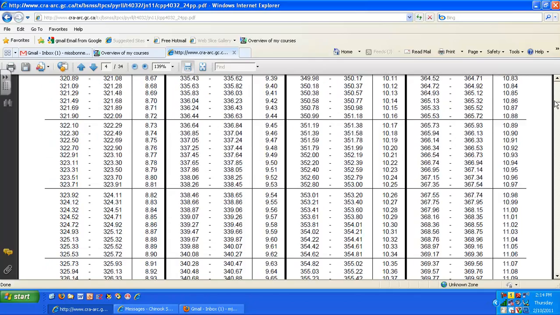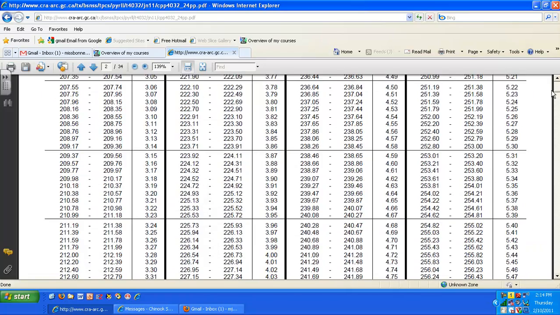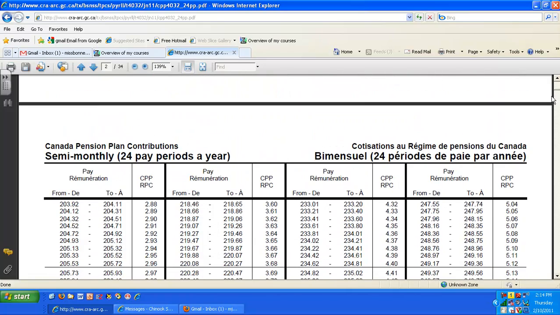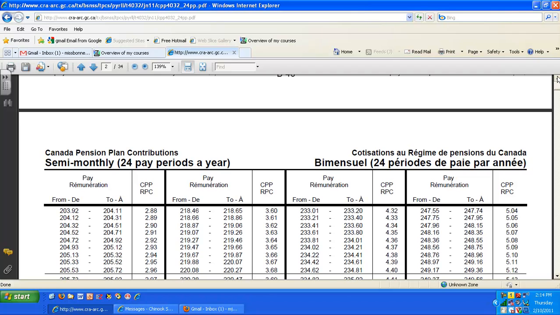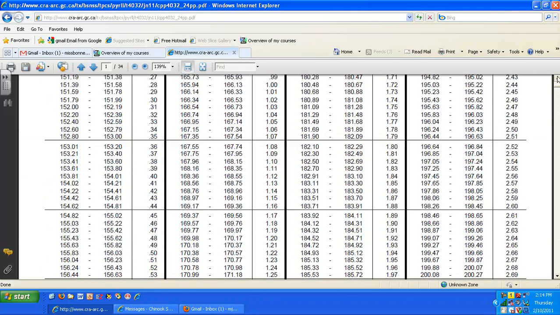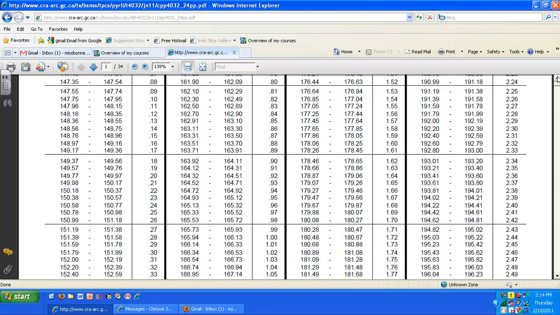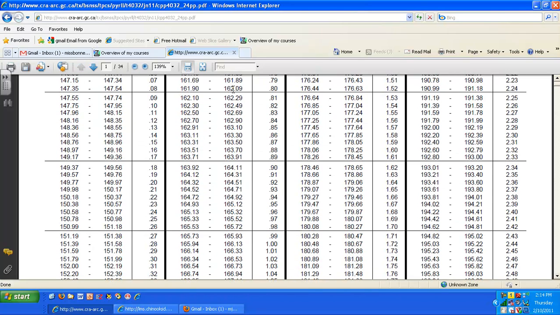Let's go back and say we earned $162. Okay, we look in our charts for $162. Okay, and here we have $161.90 to $162.09, and it shows that we would pay 80 cents in Canada Pension premiums. Hopefully that instruction is clear as well.